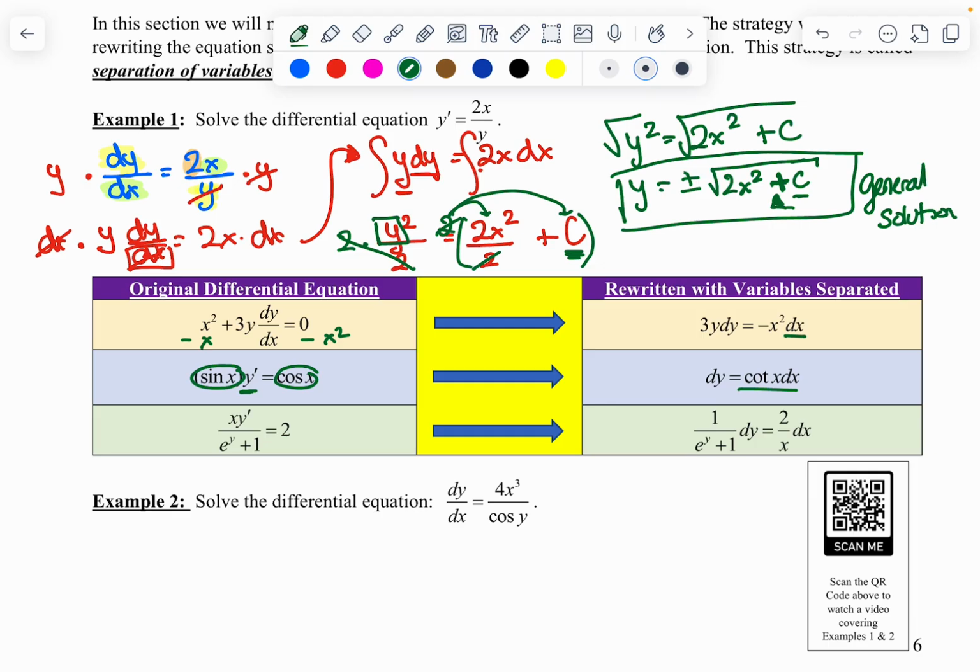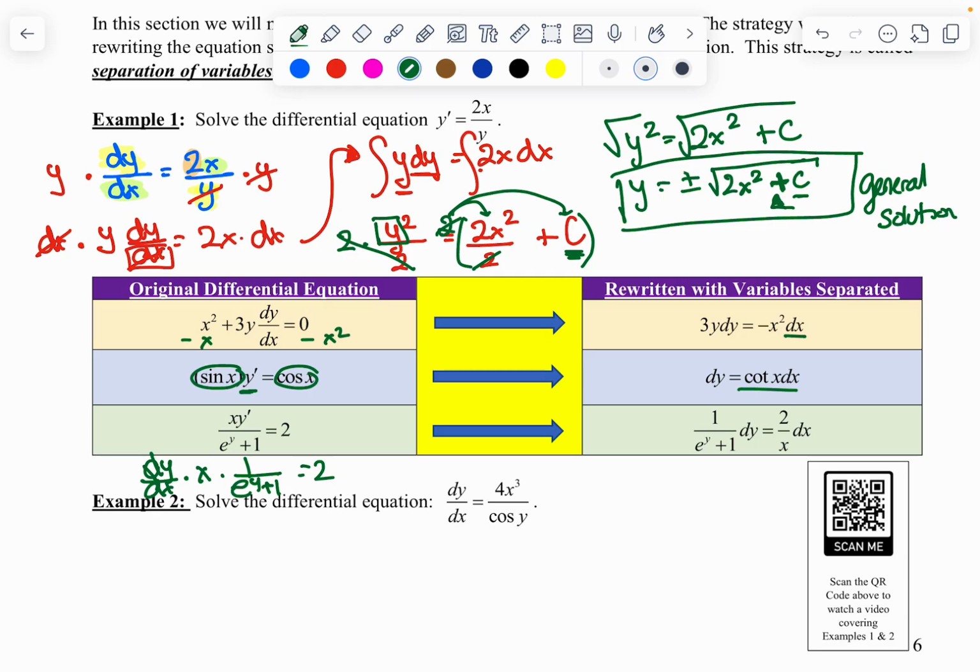Here's another one. So here we got x y prime over e to the y plus 1 equals 2. All right. So remember algebraically, if I rewrite this as just dy dx times x times 1 over e to the y plus 1 equals 2, it makes a little bit better sense, right?